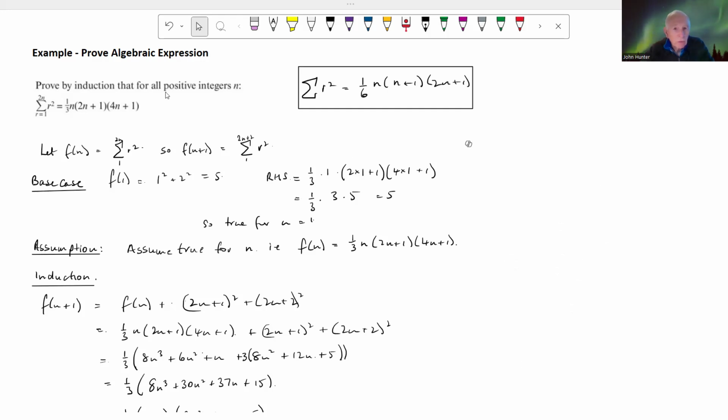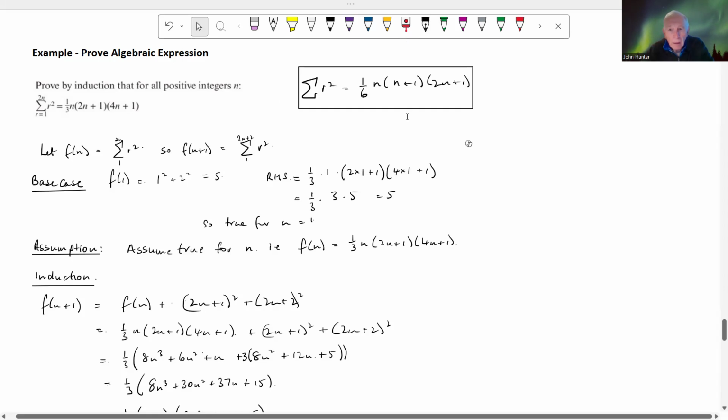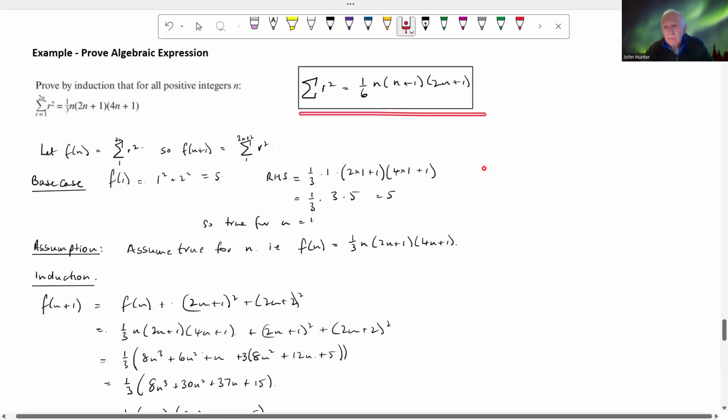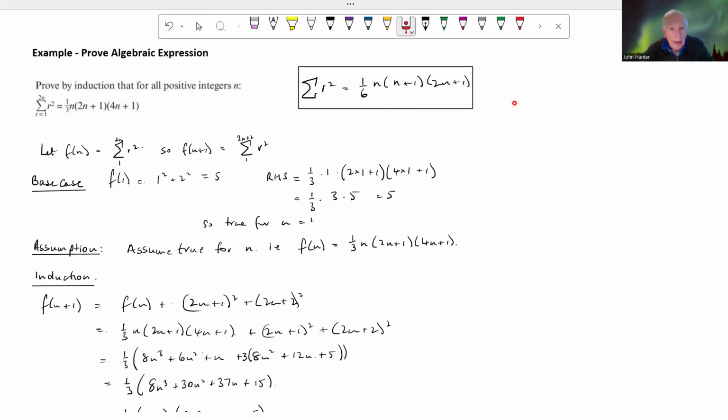Prove by induction that for all positive integers n, this expression here, the sum from 1 to 2n of r squared, equals this thing here. Now you might notice this is actually an adaptation of this formula here, which is the formula for the sum of the squares from 1 to n.